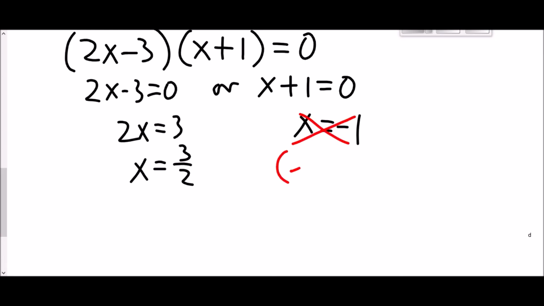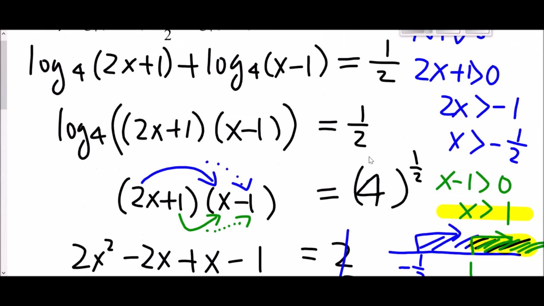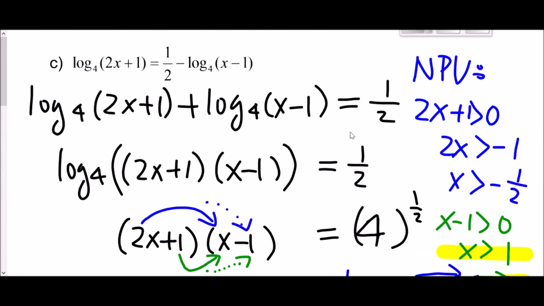You don't cross that out. You write down extraneous root. Why? If you plug in x as negative 1, here you will make this undefined. So it's contradicting the question.